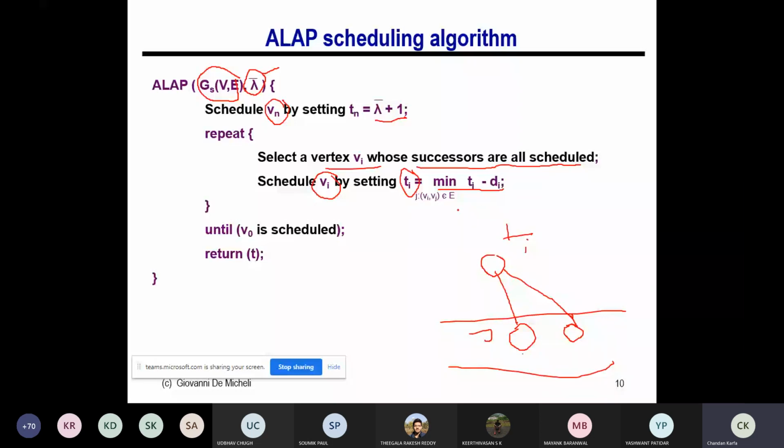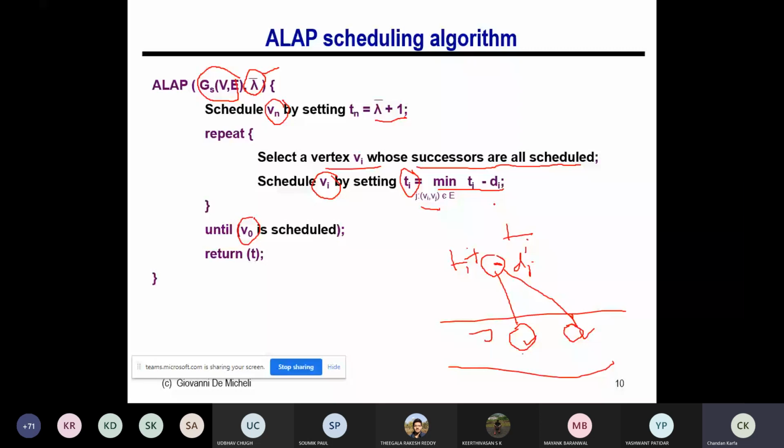So if I'm going to schedule a particular node, I'm going to consider all of its successors and see whatever the TJ is. I'm going to decide TI based on TJ minus the delay of this node. I hope you understand this, because this is how things will work. And then I'm going to conclude this whole process when my V0 gets scheduled, that means my sink node. So that is why this ALAP works.